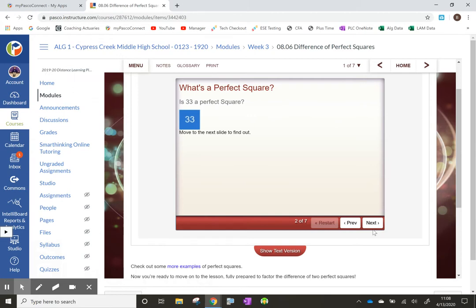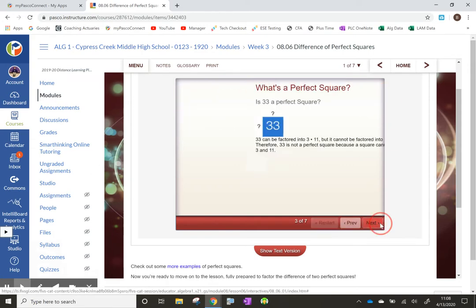Is 33 a perfect square? Well, is there a number that will multiply by itself to equal 33? And we really want an integer, some kind of whole number. We don't really want a decimal or something of that sort. 33, I guess we'll find out. But spoiler alert, it is not a perfect square.